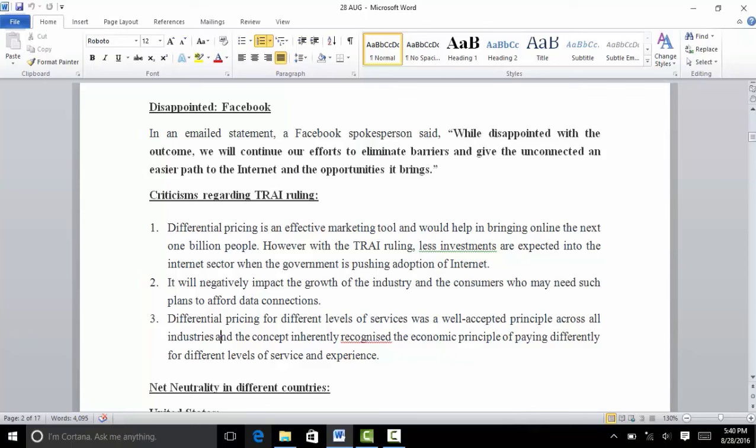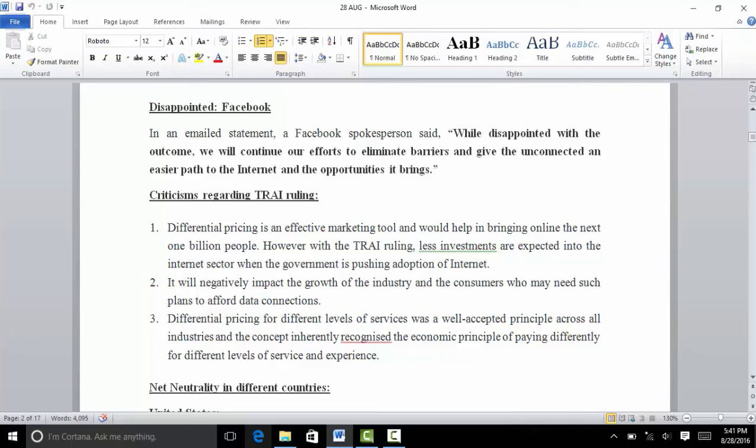It's positive if you want to argue like that. Basically, if you don't let zero rating kind of policies happen in India, companies wouldn't be interested in investing more money in this sector. But basically, web companies won't be able to. Yeah, it's just one point that you can add.